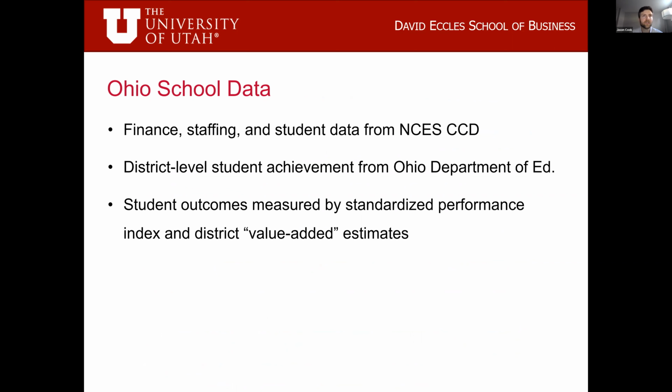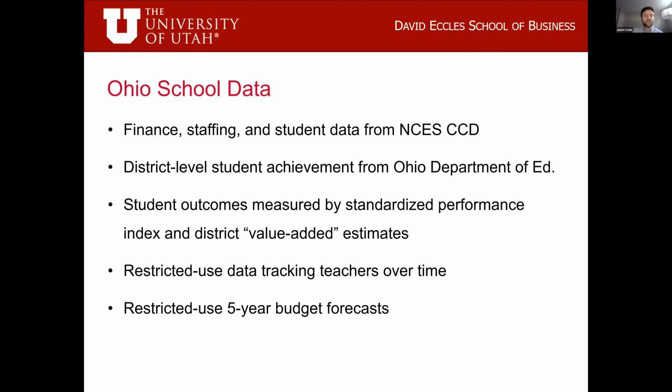We also have district level student achievement from the Ohio Department of Education, and then some restricted access measures of student level gains, value added estimates. Even though it's at the district level, these are student level standard deviations. And then we have restricted use data that lets us track teachers over time, so we can see where the teachers are actually moving to between schools. And then we have restricted use budget, 5-year budget forecasts, which the districts need to send to the Department of Education so that they can monitor their fiscal health. And this just gives us a sense of the fiscal health of these districts under these different bargaining pressures.